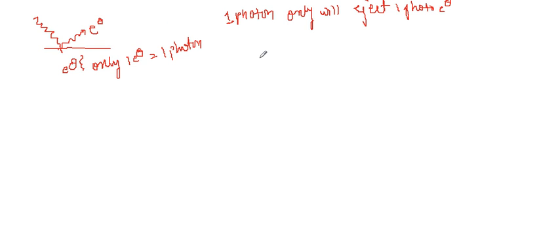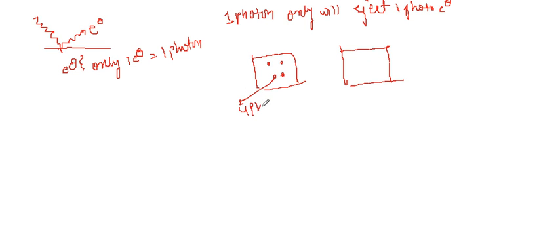More Ni means more photoelectrons ejected from the surface, so more photocurrent. Let's say we have two metal surfaces. In the first metal we are throwing, suppose, 4 photons: 1, 2, 3, 4. And in the second plate we are throwing 6 photons.